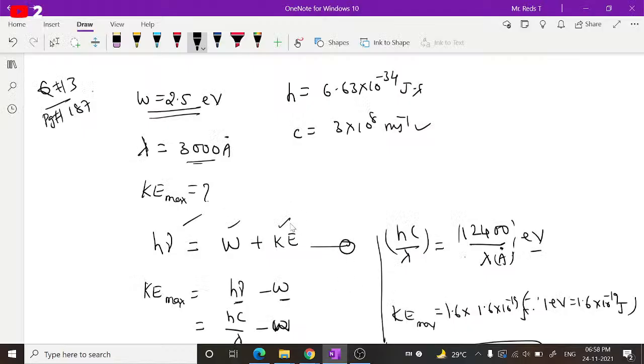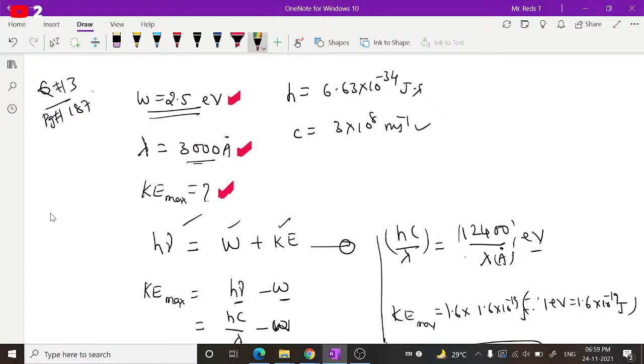So the question is, what is given here? For the third question, the work function of a metal W is 2.5 electron volt. What is the maximum kinetic energy of the photoelectrons emitted if radiation of wavelength 3000 angstrom units falls on it? If radiation of this wavelength falls on it, what will be the maximum kinetic energy?